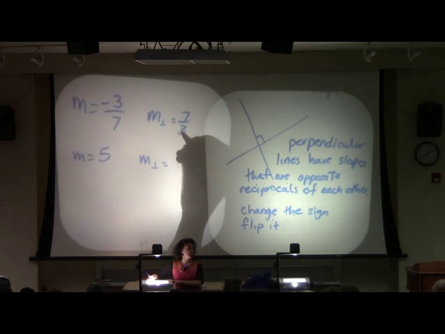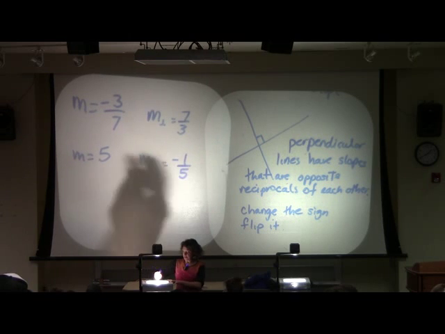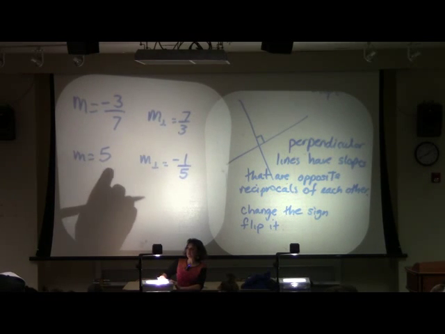What if my line has a slope equal to 5? What's the slope of the line perpendicular to it? Negative what? 1/5. Remember, if you just have a whole number, by default it's over 1. Guys with me there?